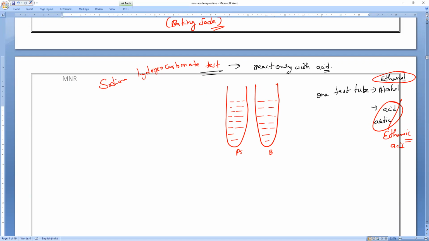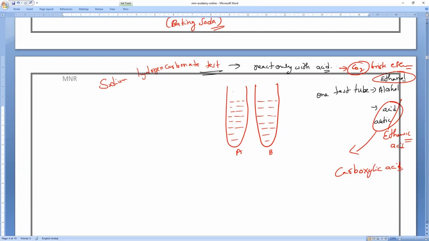If it reacts with acid, immediately we can notice some change. What is the change we can notice? Everybody, please respond. Brisk effervescence. Yes, brisk effervescence will come, that is, carbon dioxide gas will be produced. So it indicates that the given test tube is ethanoic acid. Not only ethanoic acid, any carboxylic acid we can identify with this test.